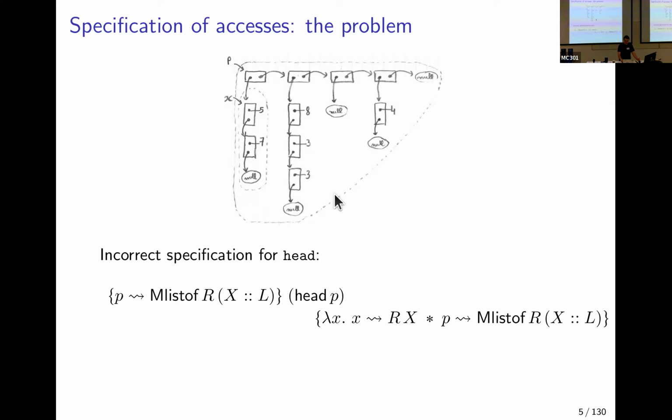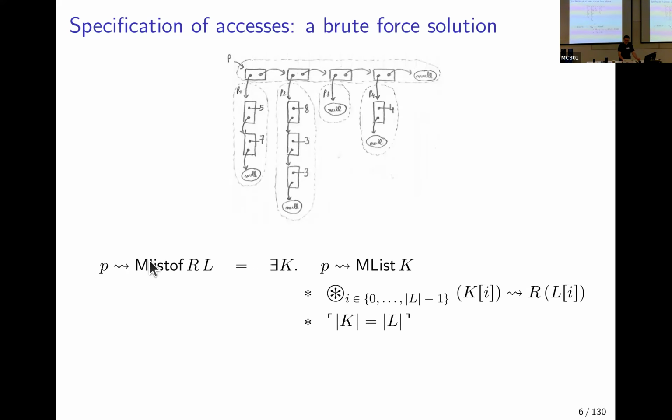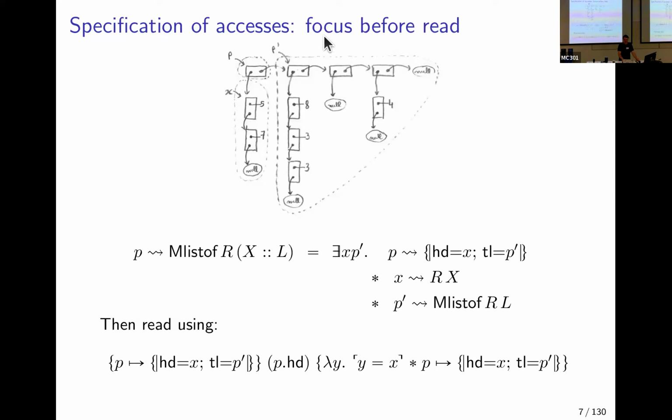So what do you do? You can do a weird thing like split this M list of R as a big separated conjunction of everything, but that's awkward to use usually. You can do something called focus before read. You split this M list of X cons L into 2 things. And then you unfold the definition. And then you can access P.hd, and then you can access this X and use the frame rule to get back all of those things. So that's fine, that works.